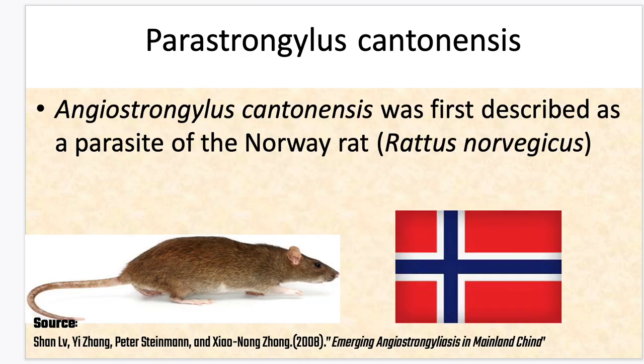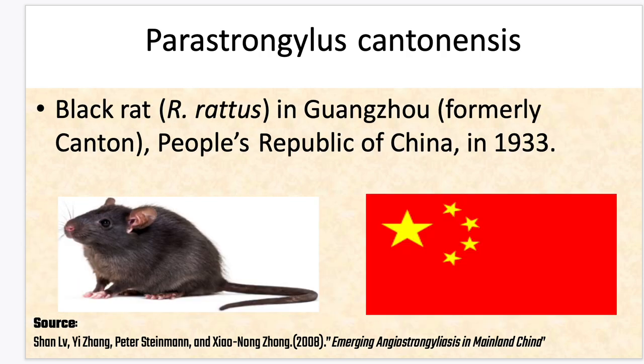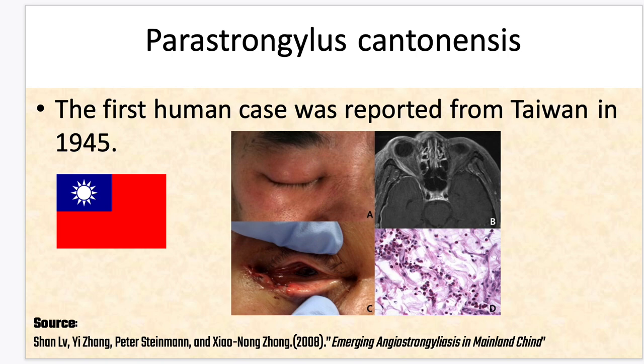So this was first described as a parasite of the Norway rat or Rattus norvegicus and of the black rat in Guangzhou, formerly Canton, in the People's Republic of China in 1933. And the first human case was reported from Taiwan in 1945.